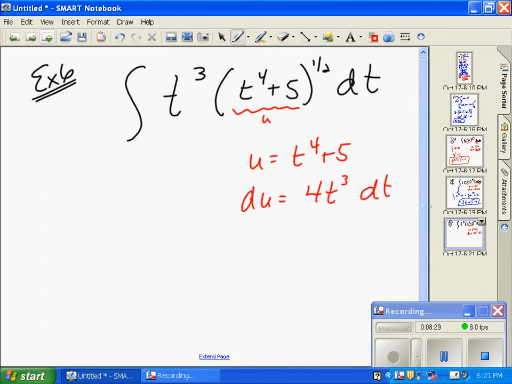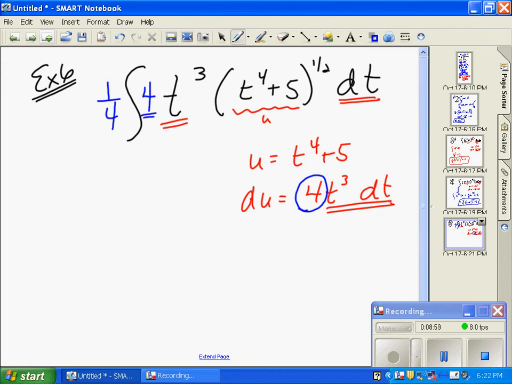Now, I have a problem here. I have the t cubed dt, and it's okay that it's separated because we know multiplication is commutative and I can move it down there. But I'm missing that 4. Uh-oh. What are we going to do with that? Well, this is something that you can do here. Can I multiply by 1? And the answer is, of course I can. So I'm going to multiply by a 4 over there and a 1/4 over here. So basically I've multiplied by 1, and now the 4 is there.